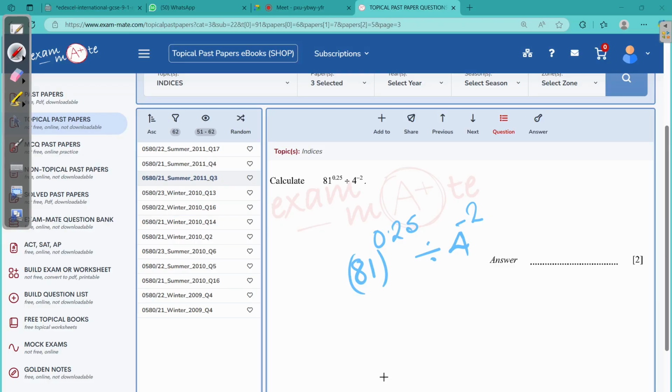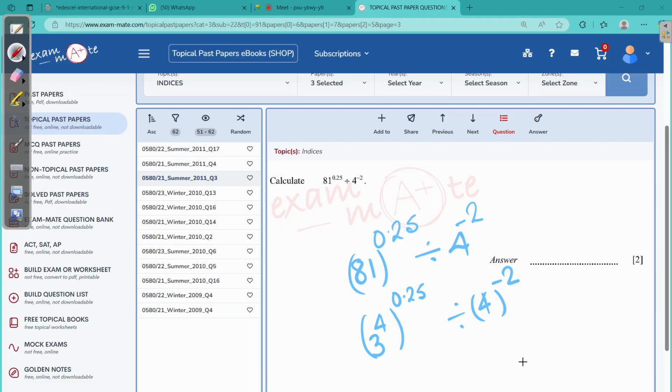For 81, you can take the fourth root, which is 3. And then you write 3 divided by 4 raised to power minus 2. Wait, what? Yeah, tell me your doubt. It's 3 divided by 4 to the minus 2, but then how do I divide them? It's just not the same base.